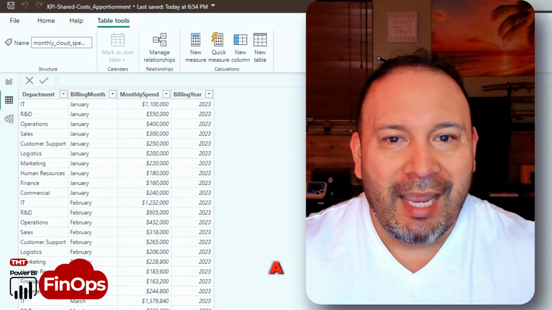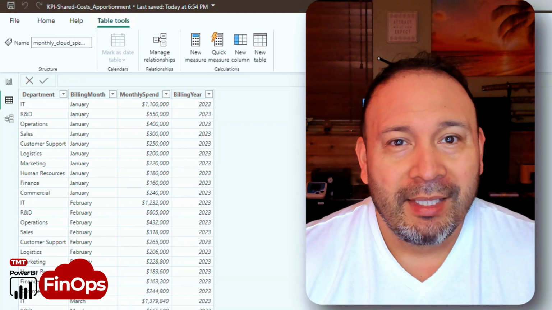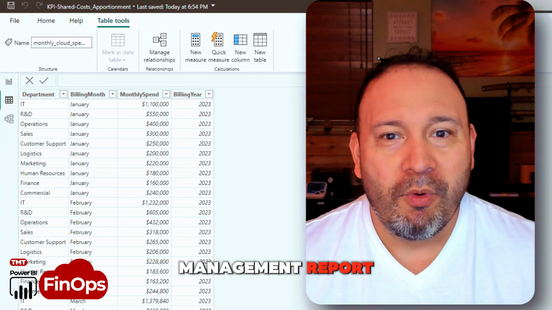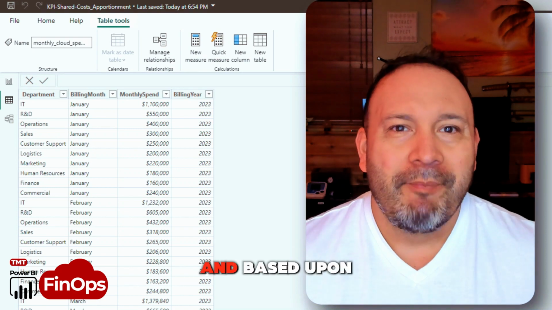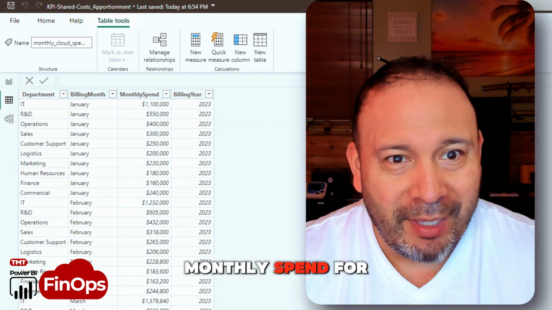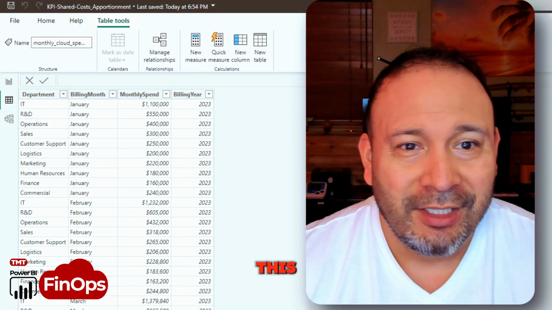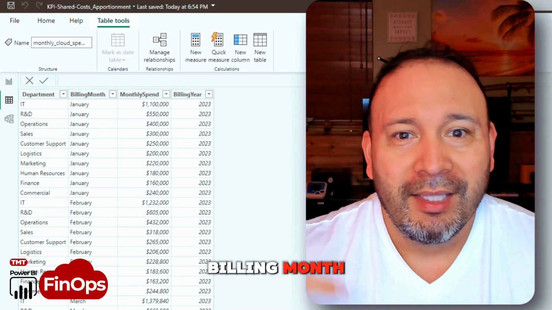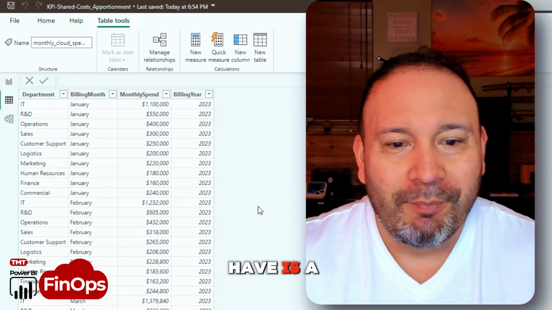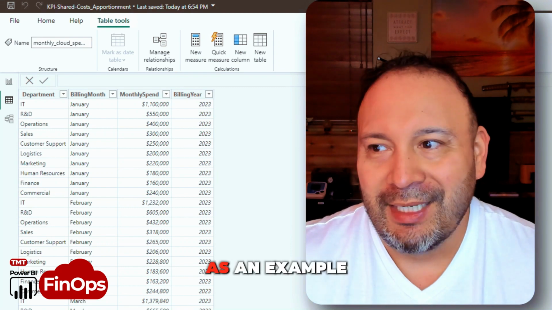So this is a monthly spend summary that can actually be pulled from the cloud service provider, like the AWS CUR or the Azure Cost Management Report. But basically you take that, and based upon the appropriate tagging, you could sum that up into a monthly spend for the department. But you want to eventually get it to a structure like this, where you have department, billing month, monthly spend, and then you can also take note of the billing year. So what we have is a breakdown of the year for 2023, just to show as an example.